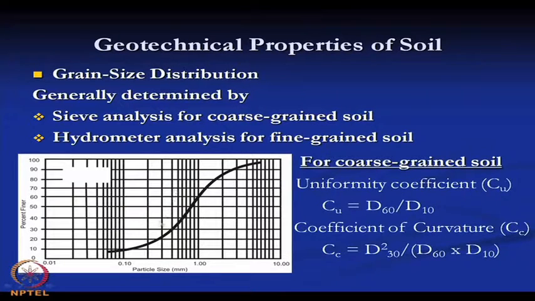So, from this curve we can determine the particle size for 60% fineness and the particle size for 10% fineness. If we know these two values from this graph, then we will get the uniformity coefficient of the soil. Similarly, the coefficient of curvature is defined by D30 square divided by D60 into D10. So, from here you also get the two coefficients.